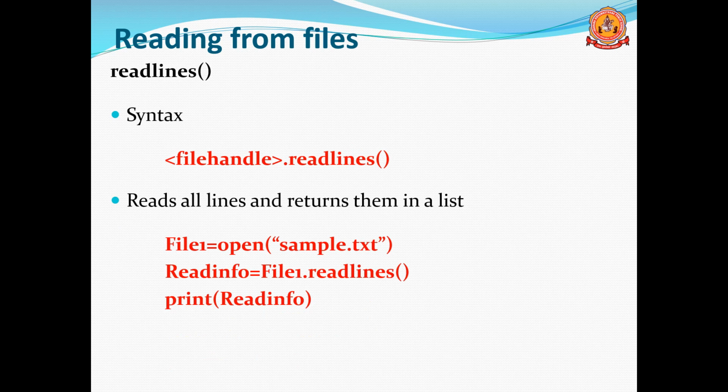file1 equals open function, sample.txt. Sample.txt means it will search in the current working directory. If the sample.txt file is there, it will open. If it is not there, it is not going to open.